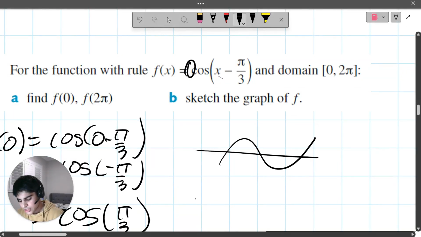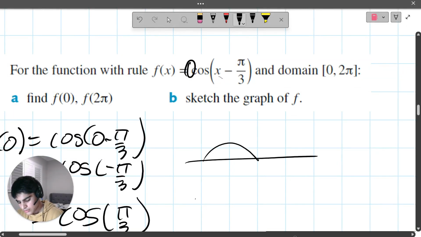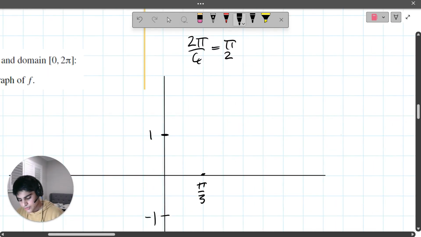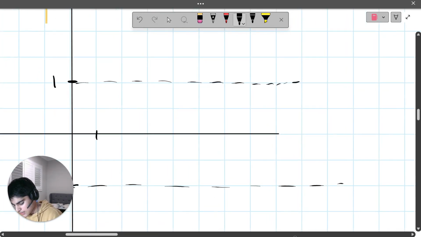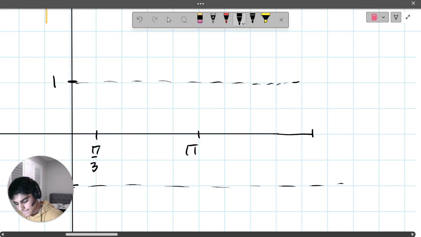If you have a function here, the amplitude, let's say this is 1, you're stretching it relative to the y-axis up. So if you had 3 cosine of x minus pi on 3, this would stretch 3 units up. Now let's draw some dotted lines. Let's mark pi on 3, pi, and 2 pi, which is where we end.